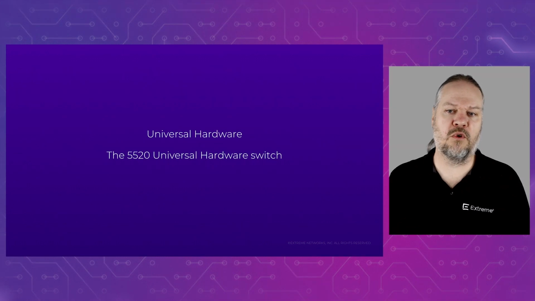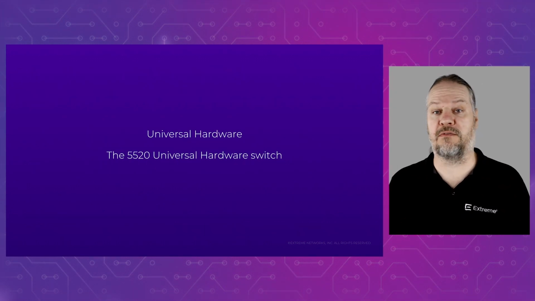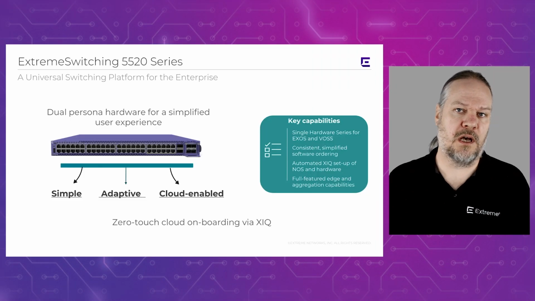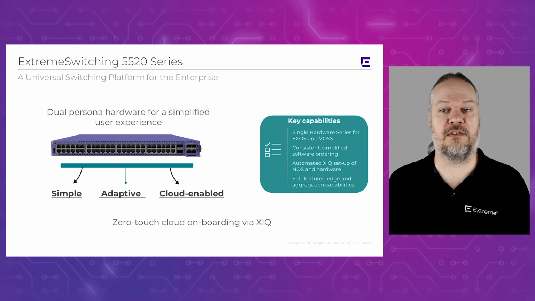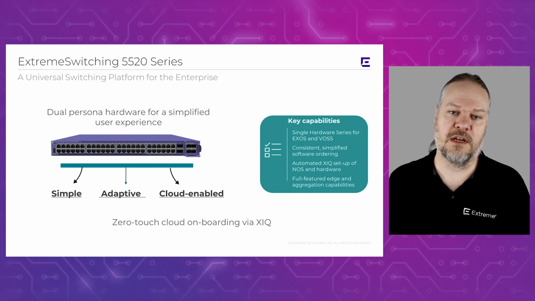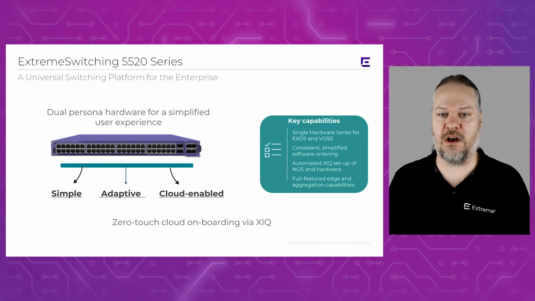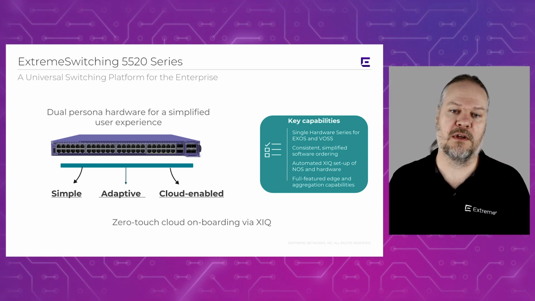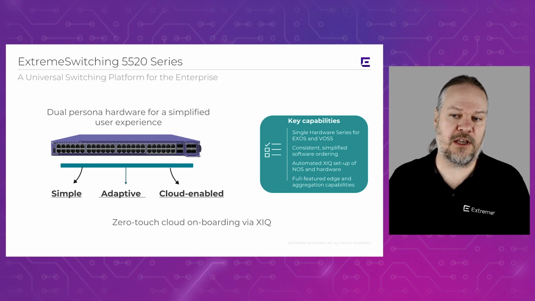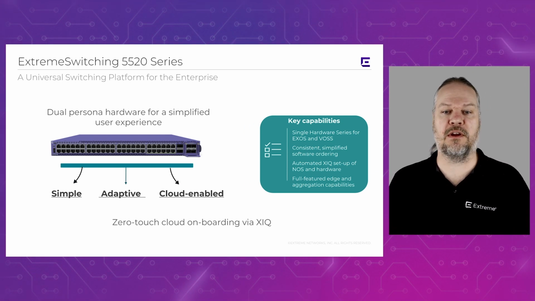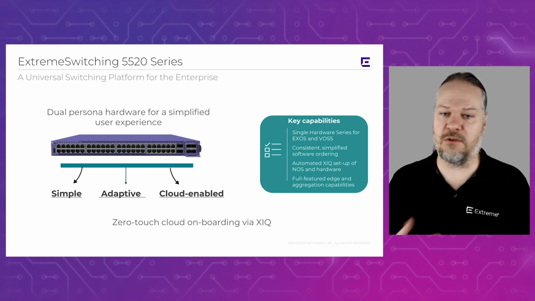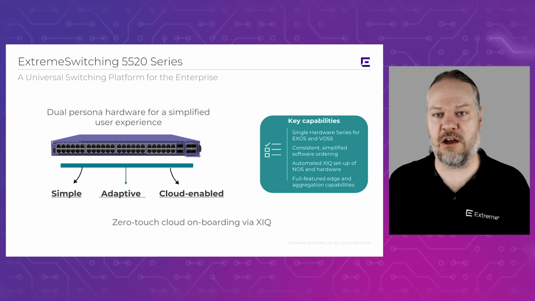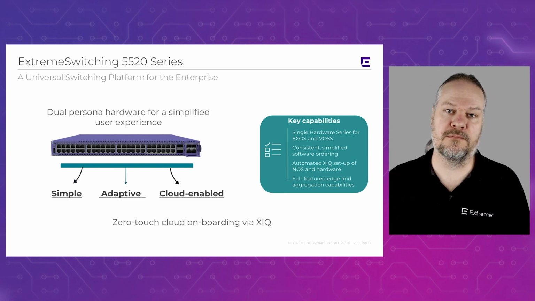So let's move a little more into specifics and look at the recently released 5520 Universal Hardware Switch. Unsurprisingly, the primary advantage of the 5520 is the universal hardware itself. It's simpler to use, it's far more adaptive for a wide range of use cases, and it's cloud ready out of the box. You onboard the switch into Cloud IQ, select the persona and the configuration policies that you require, then you boot up and enjoy some hard-earned coffee. The zero-touch onboarding will take over and get the switch ready for you.